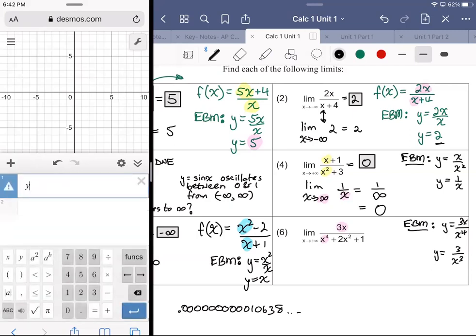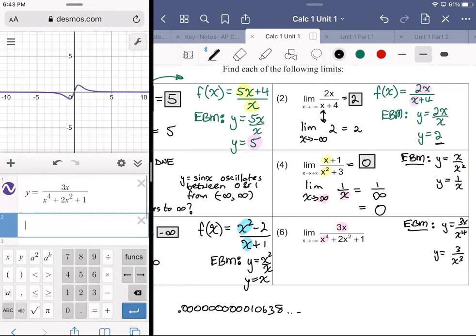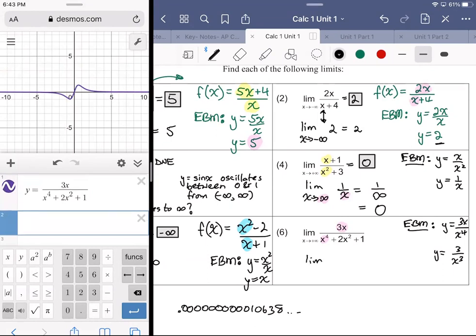Y equals a fraction, 3x on the top, x to the fourth plus 2x squared plus 1 on the bottom. Similar looking graph to the previous one. Now, the end behavior model, we're going to find the limit of that as x approaches infinity, 3 over x cubed. Let me make that look a little nicer.